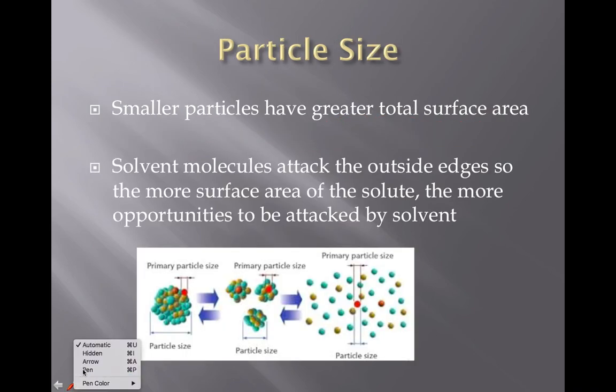And the last one is particle size. Smaller particles have a greater surface area. It's really a surface area to volume ratio. They have greater total surface area of each of the particles than one larger molecule does. Because your solvent molecules attack the outside edges, the more surface area you have, the more surface on the outside that you have, the more opportunities those particles have to be attacked by the solvent and pulled apart. So particle size, the smaller the particle you have, the faster it will dissolve. Because there's more interaction there, the faster it's going to dissolve.